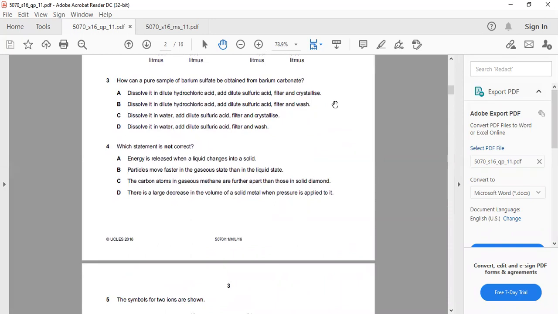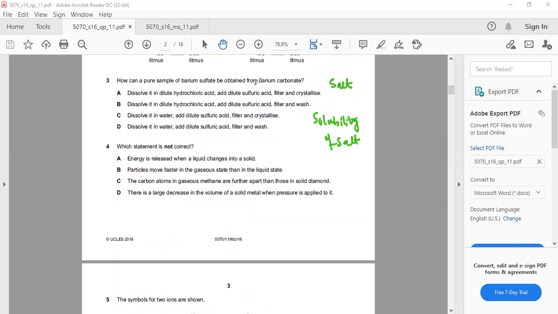Yes. How can a pure sample of barium sulfate be made? First, this question is about salt. You must know about the solubility of salt. If you don't know the solubility of salt, you cannot attempt this question.